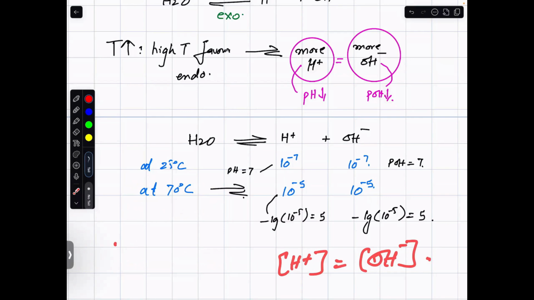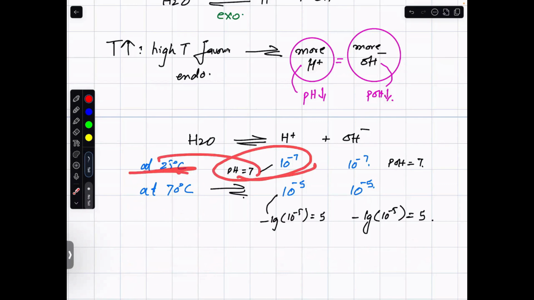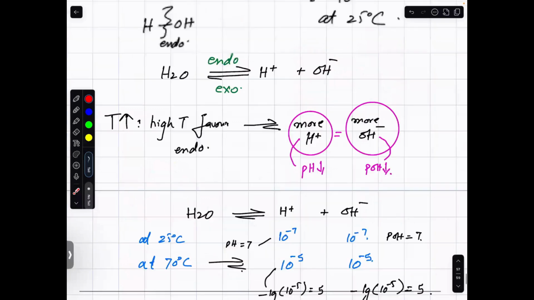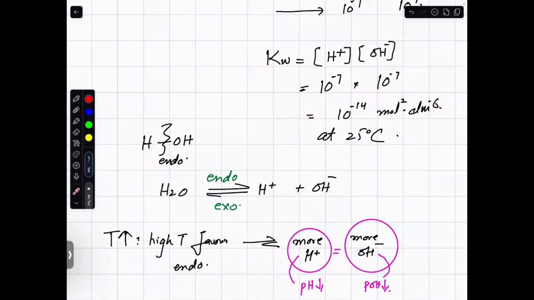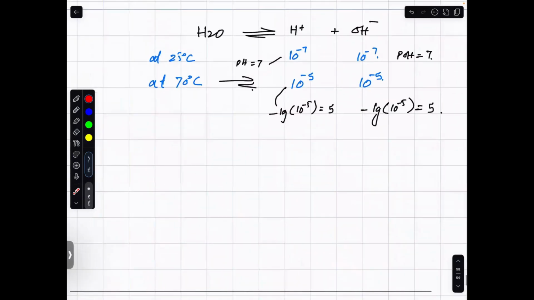In any acidic solution, the H plus are more than OH. In any alkaline solution, the H plus are less than OH. And in a neutral solution, they're both equal. It's not necessary for the pH to be 7. It's only at 25. As long as the temperature is 25, KW is how much? 10 power minus 14. Otherwise, the KW will change. Right? Now, listen. So what is your conclusion?